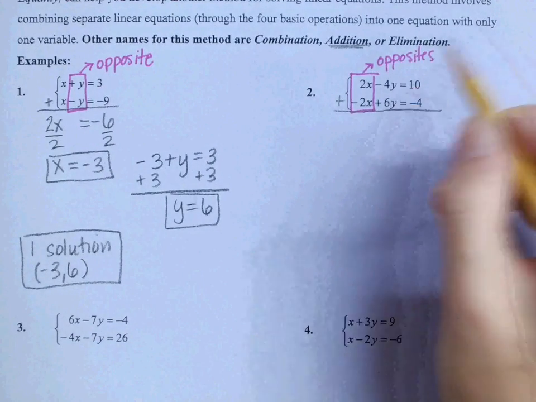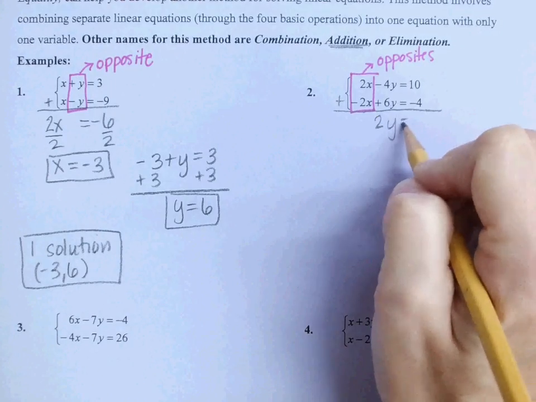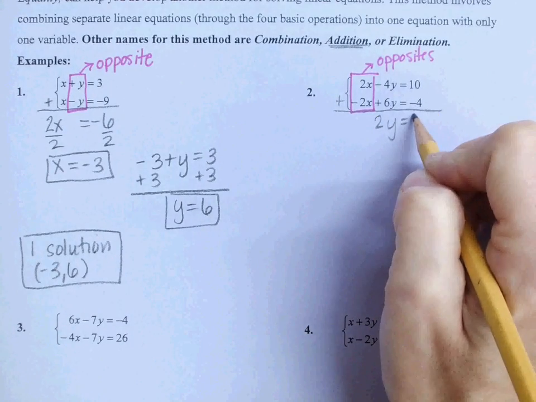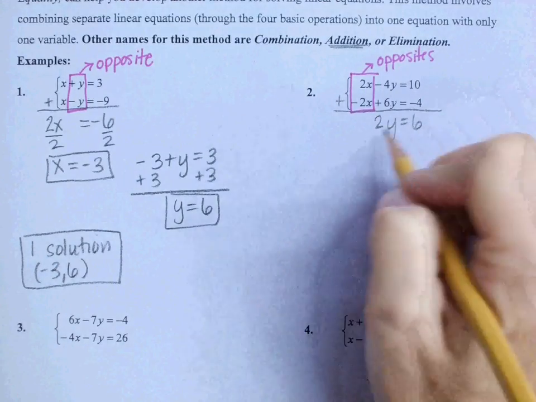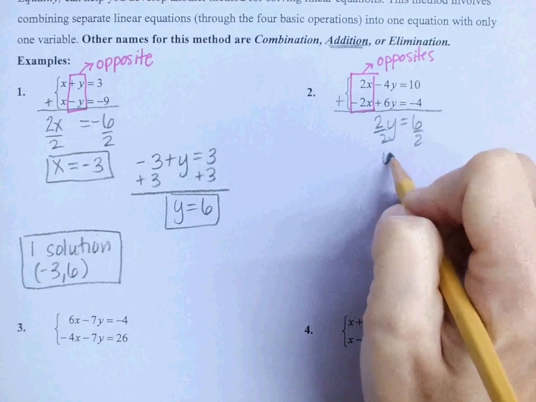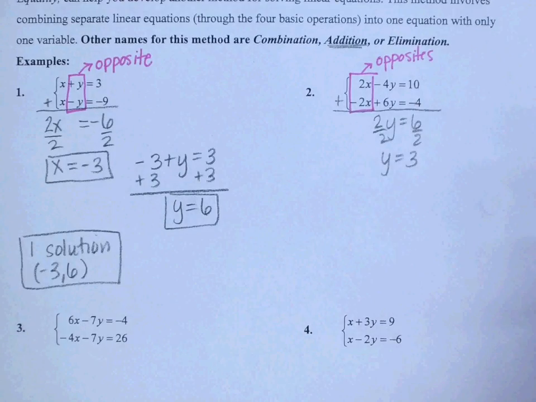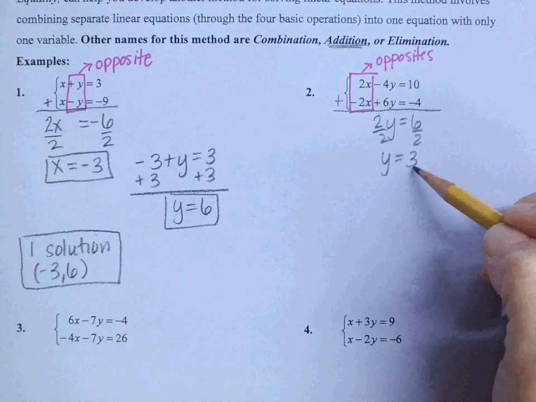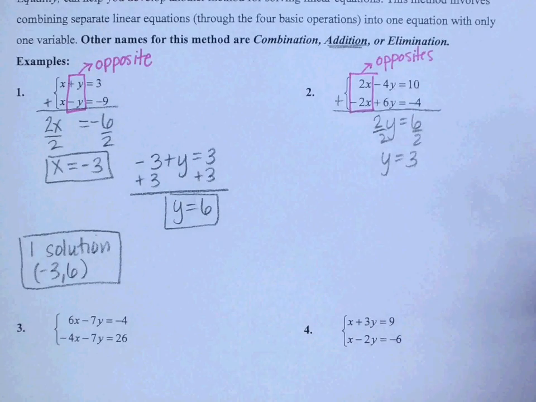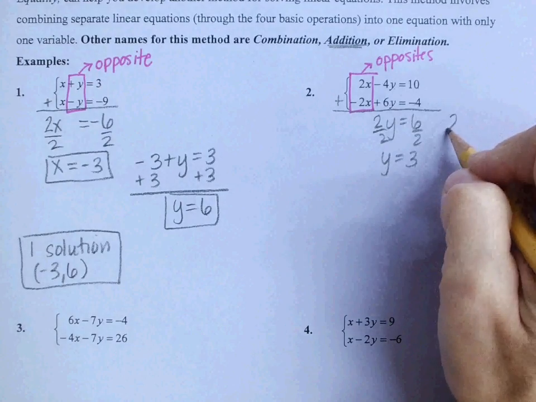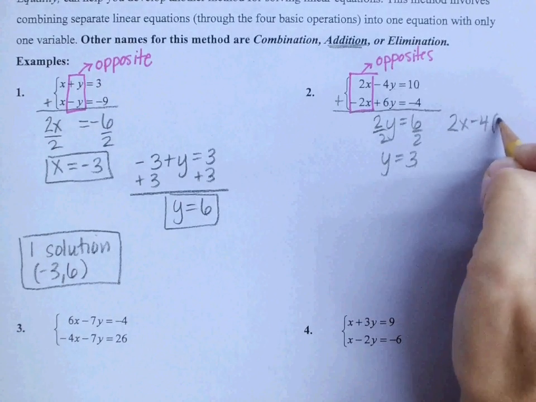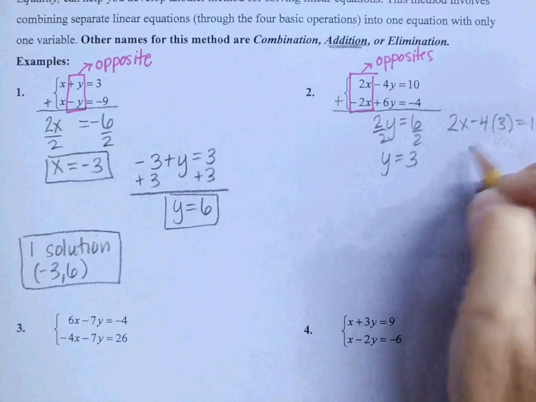Then I go to my y's. Negative 4y plus 6y is 2y. 10 minus 4 is 6. Divide both sides by 2. y is equal to 3. Now pick one of your equations. Again, it doesn't matter which one, and we're going to substitute 3 in for y. I'm going to just pick the top one, put 3 in for y, and then solve.